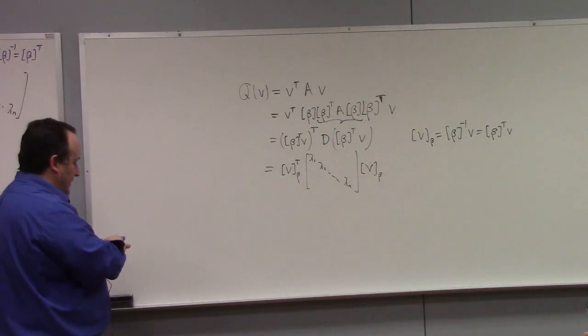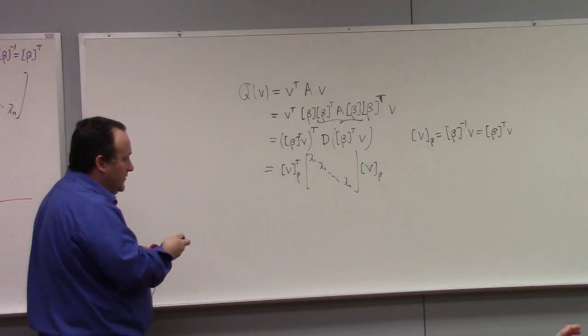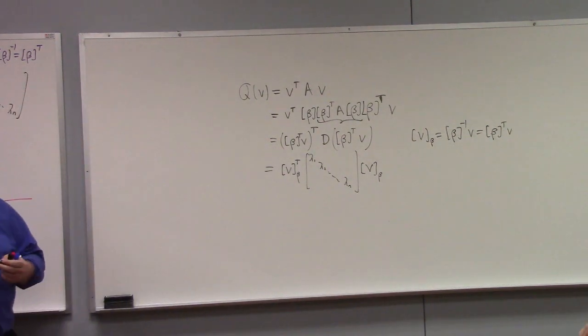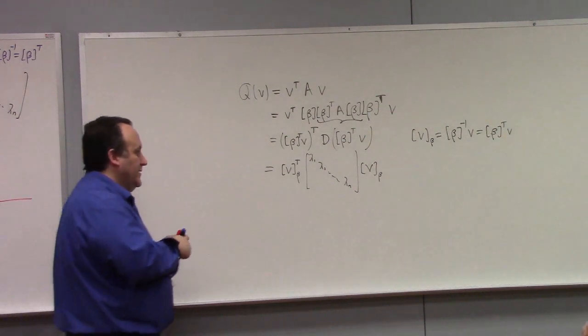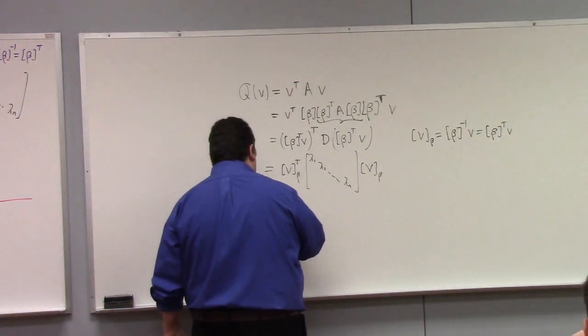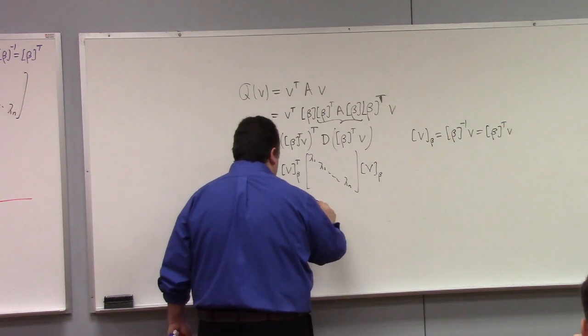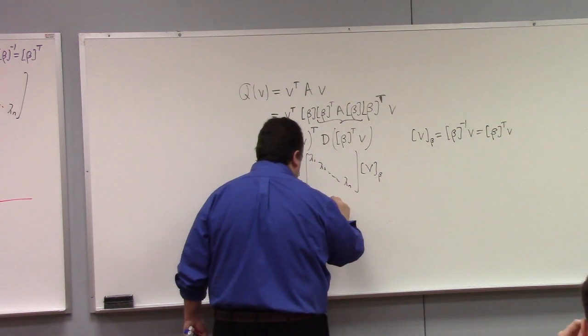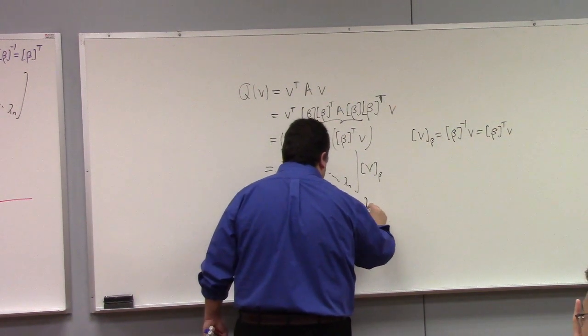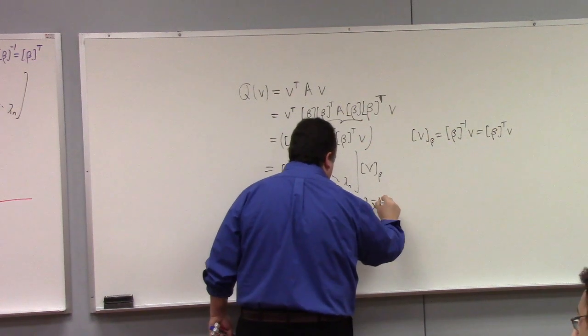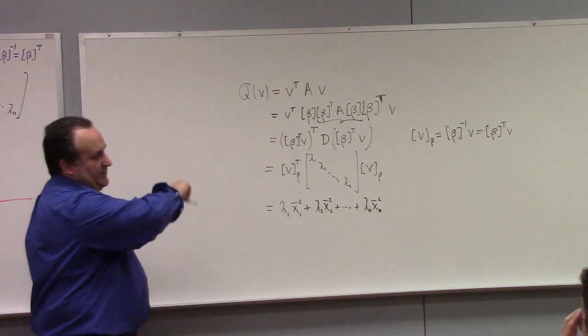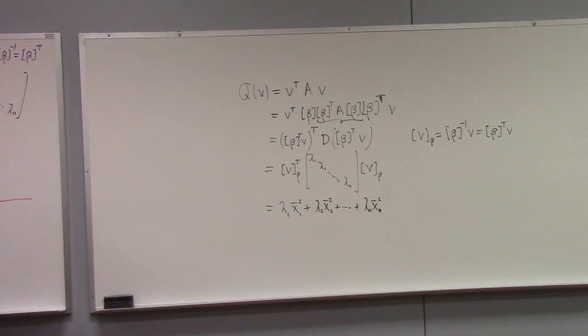Anyway, so what is that? Well, if you let v sub beta be x bar 1, x bar 2, and so forth and so on, multiply this out, what you've got is lambda 1 x bar 1 squared plus lambda 2 x bar 2 squared plus dot dot dot plus lambda n x bar n squared. Which is why I'm writing what I wrote over there. This is a general result.